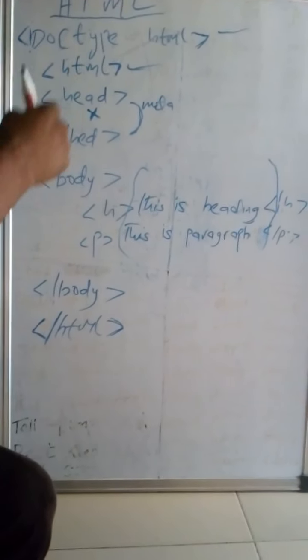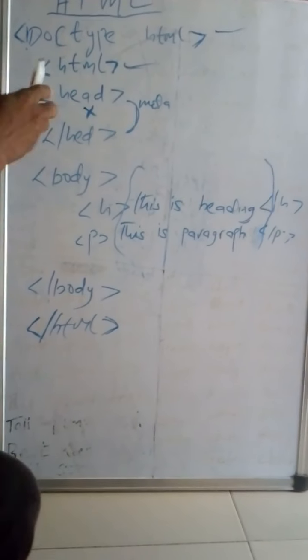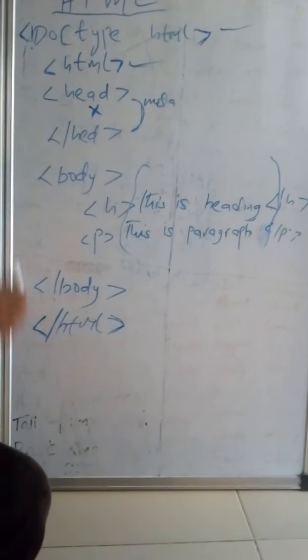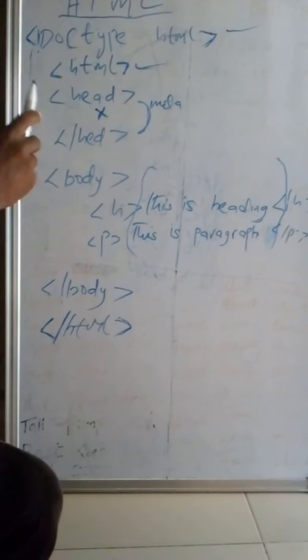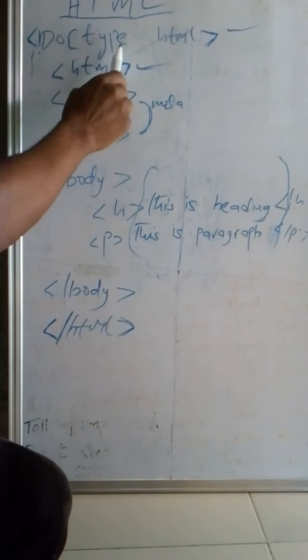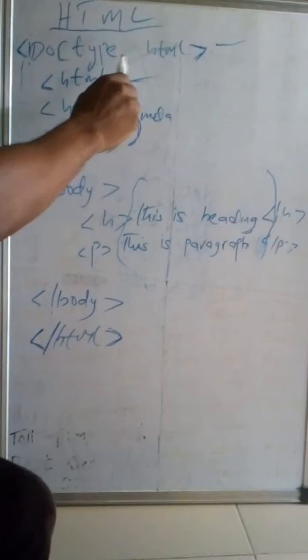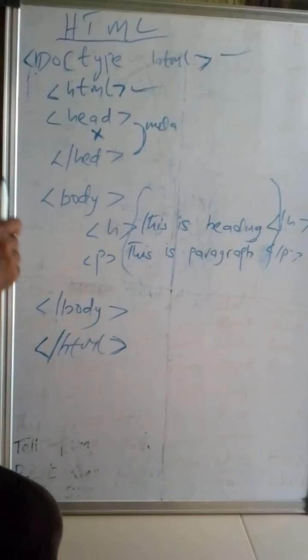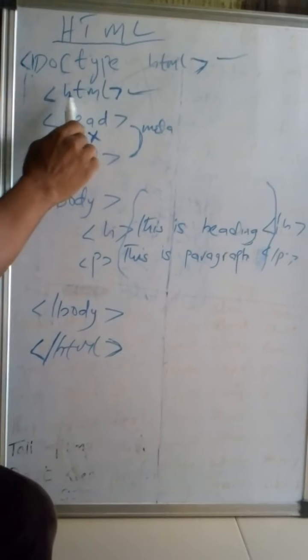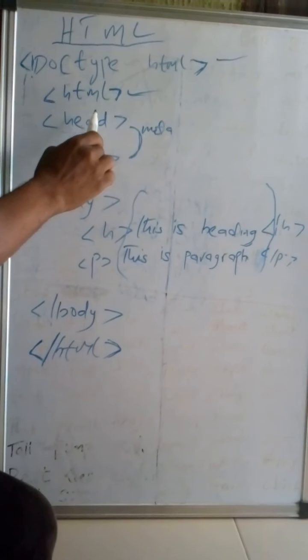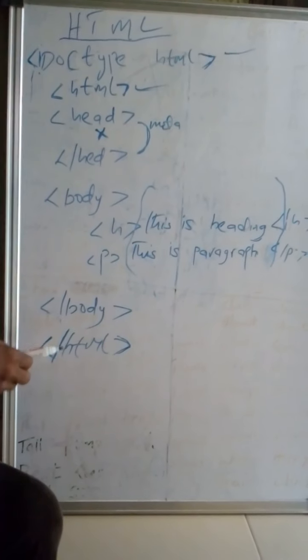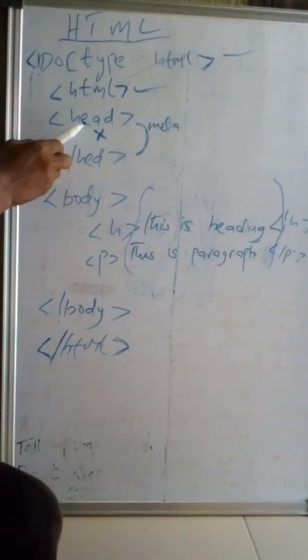Now, these are the codes that define the hypertext web page. That's the code. It starts with doctype. Doctype is just to tell you that the document type is HTML. Then you have the HTML itself, which is the first element of the code, the HTML code. And then you have the head.